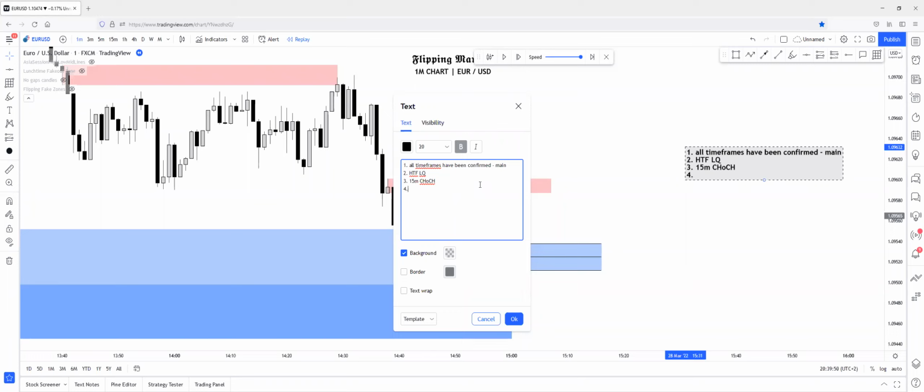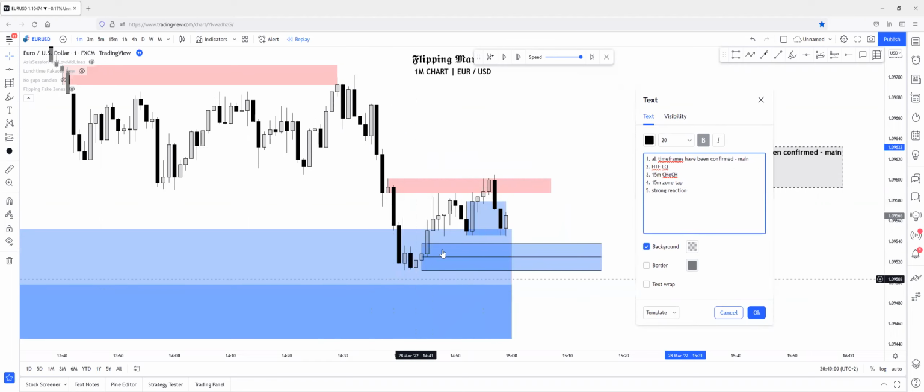Fourth criteria, 15-minute zone tap. Fifth criteria, strong reaction, right? There was a strong reaction, tap of this zone and immediate reaction to the upside. This is a strong reaction. We can call this a strong reaction. Sixth, inefficiency, right? That's inefficiency. Seventh, change of character, because there was a change of character.